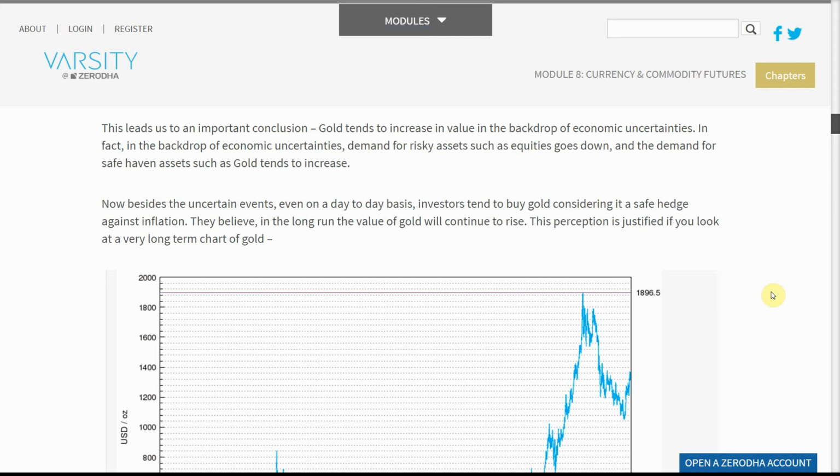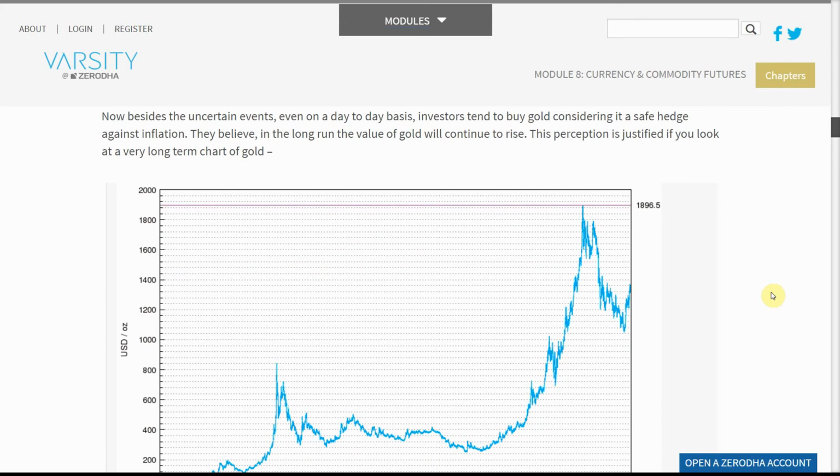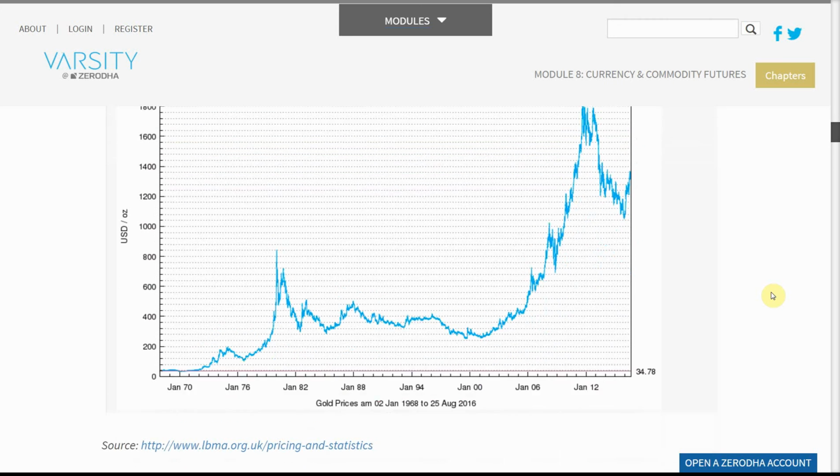In fact, in the backdrop of economic uncertainties, demand for risky assets such as equities goes down, and the demand for safe haven assets such as gold tends to increase. Now, besides the uncertain events, even on a day-to-day basis, investors tend to buy gold considering it a safe hedge against inflation. They believe, in the long run, the value of gold will continue to rise. This perception is justified if you look at a very long-term chart of gold.